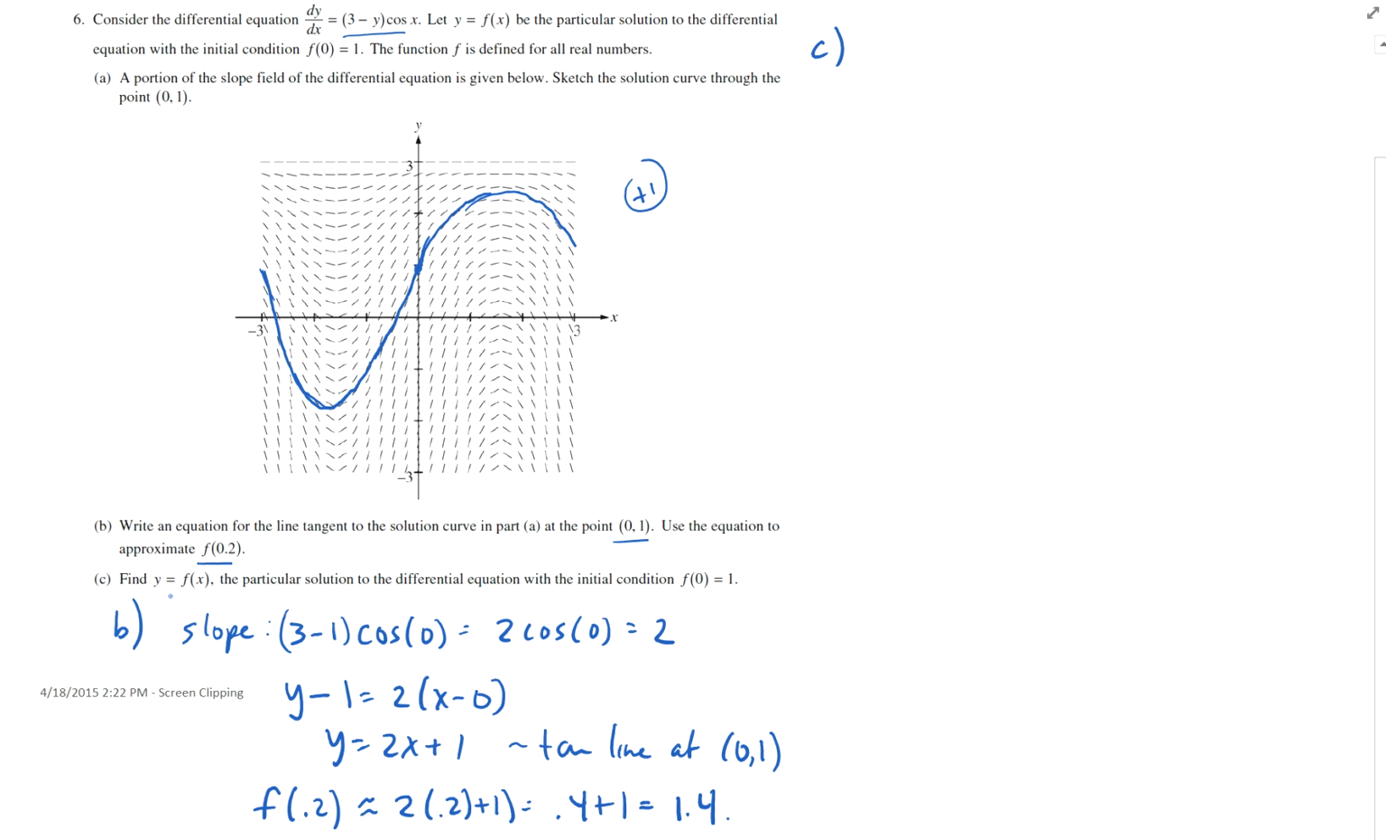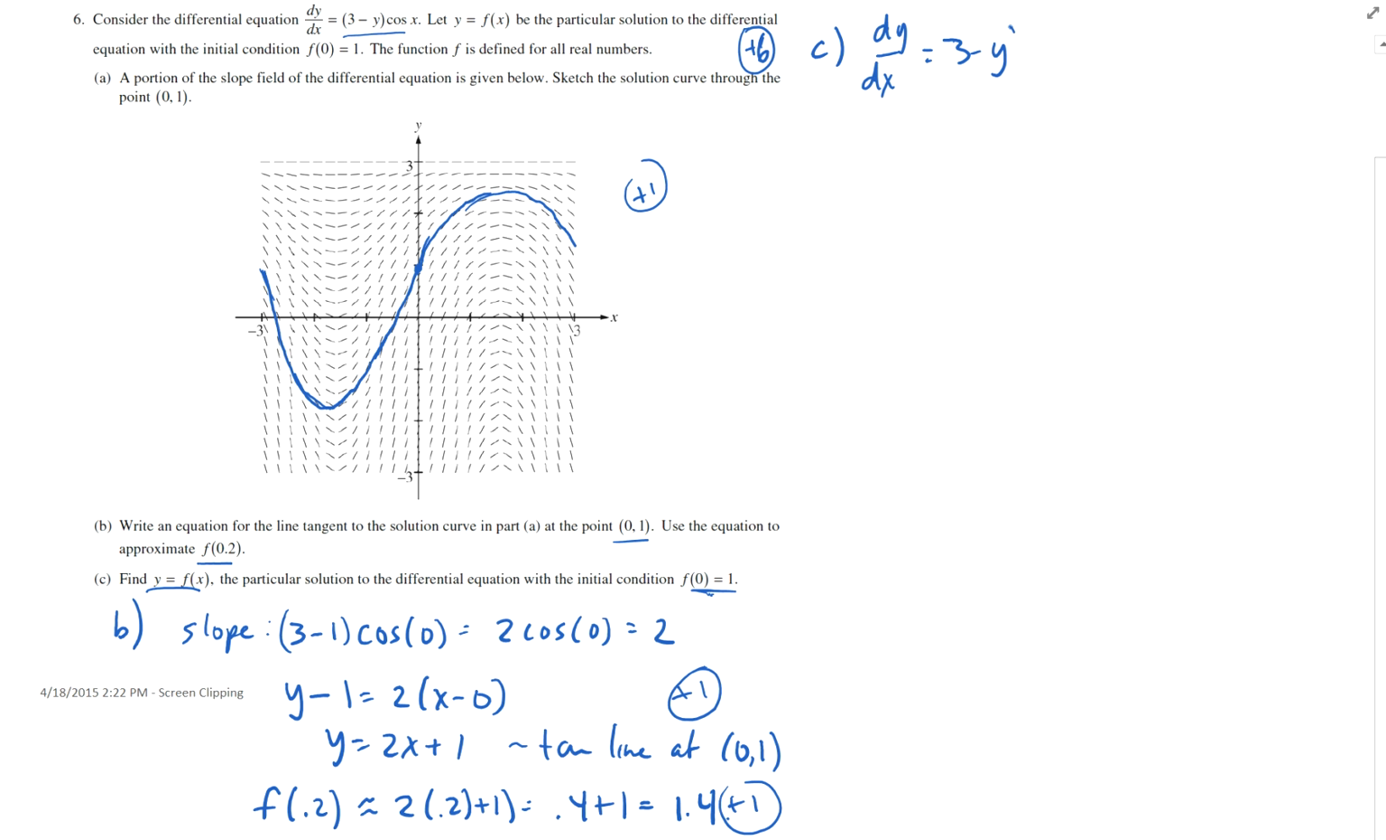C says find f(x), the particular solution with that condition. So we want to actually find the equation of this curve right here. So let's solve this equation. Oh, by the way, this is worth 2 plus 1 for the tangent line and plus 1 for this. So there's 3 points. So this is worth 6. Part C is worth 6 points. Okay, I know in class I said they're always worth 5. Well, 6 in this case. So a lot of points for being able to solve differential equations here.